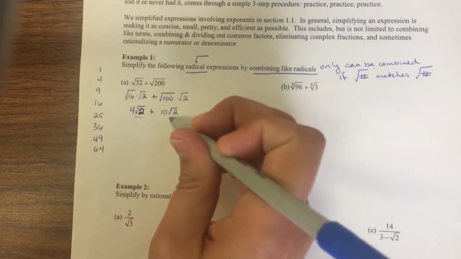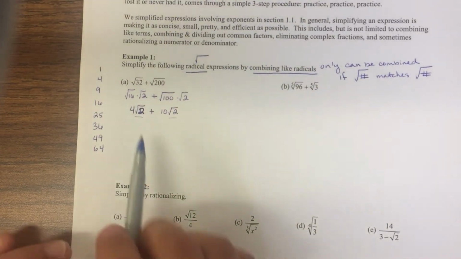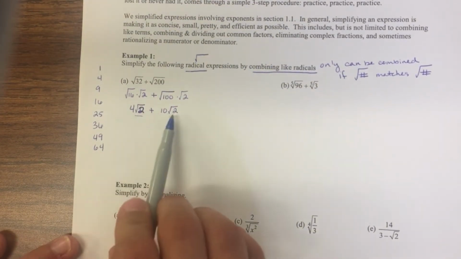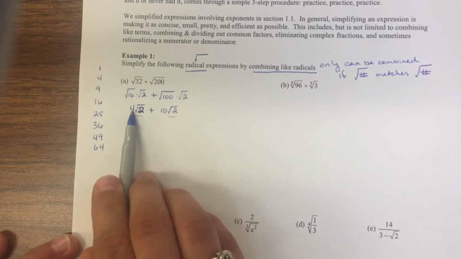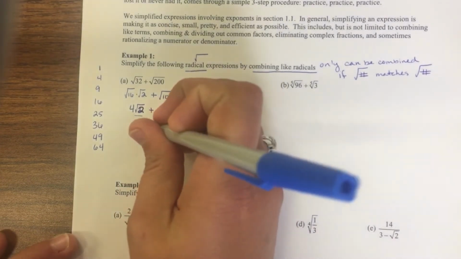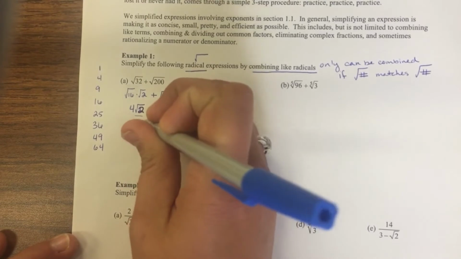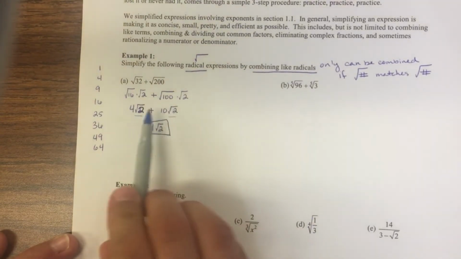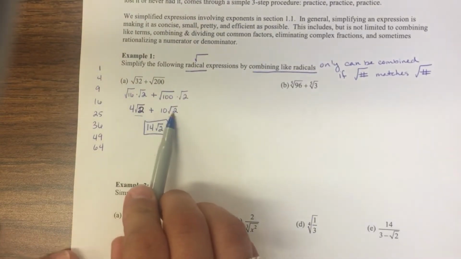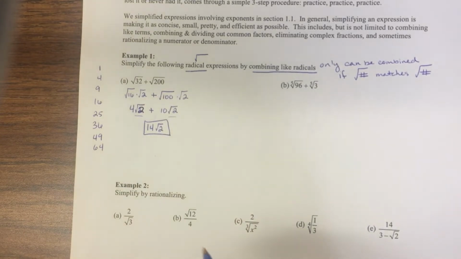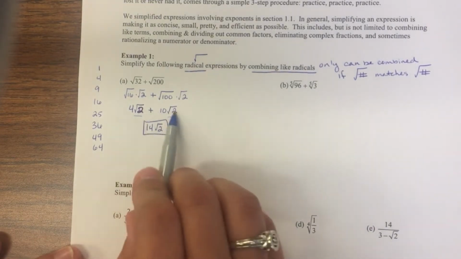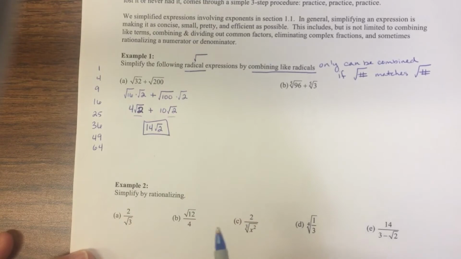So now do you see that both of the square roots are the same? So we can add the coefficients. This is the square root of 2, this is the square root of 2. I have 4 of them. I have 10 of them, so I really have 14 square roots of 2. So once you get square roots down to where they match, where they're the same radical, they work just like variables do. You've got to have like terms so that you can put them together, okay?